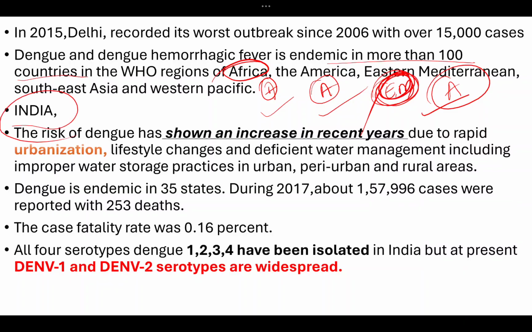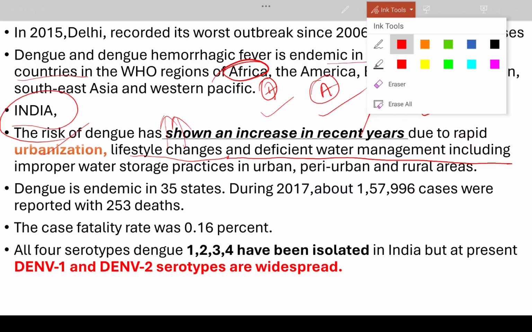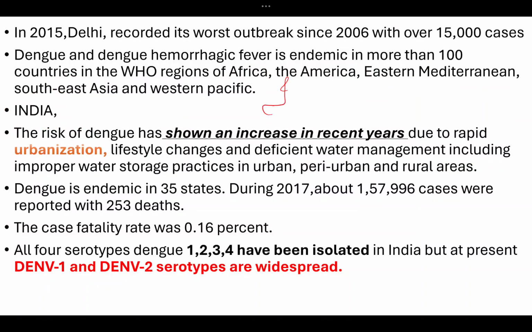In India, the risk of dengue has shown an increase in recent years. It is because of rapid urbanization, lifestyle changes, and deficient water management. So, what did we understand in the problem statement? In India, what has happened? There is a recent increase in the cases. Why is there an increase in the cases?